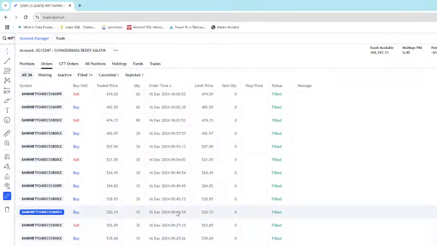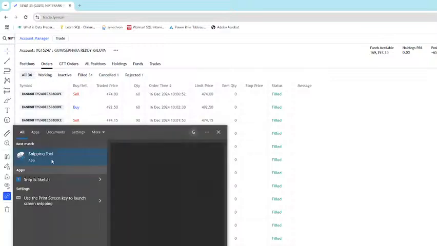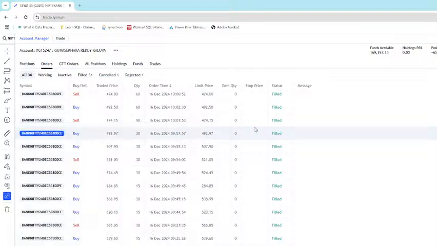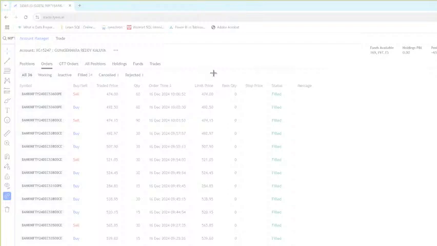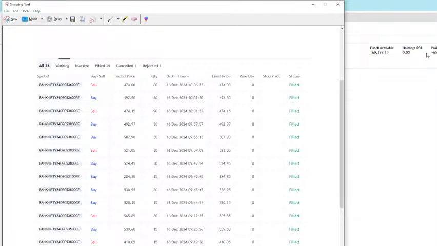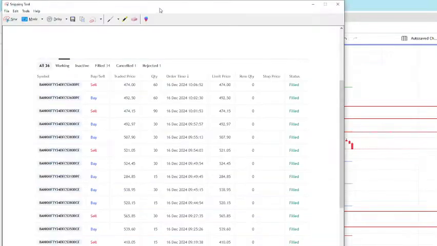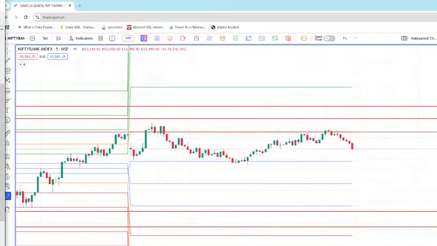So you see here 9:44. Okay, let me take a screenshot of this, and then we will look at these trades. I'll keep this in my other screen.